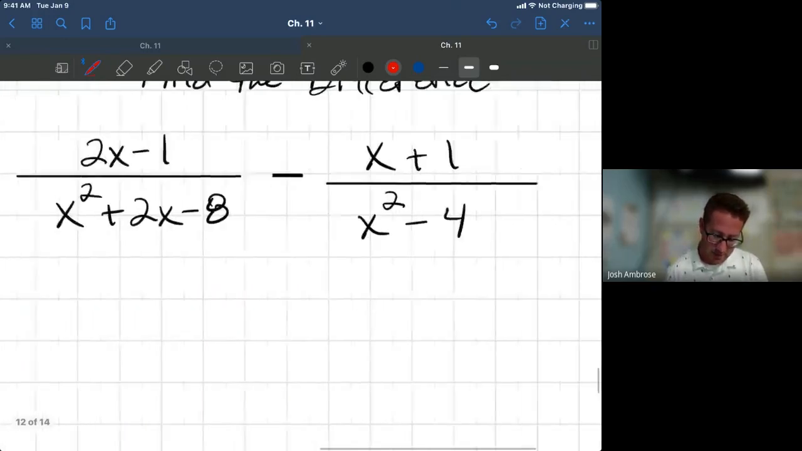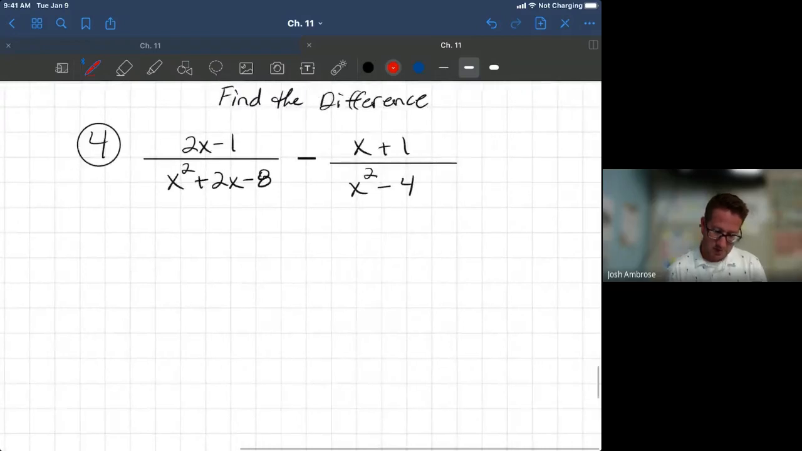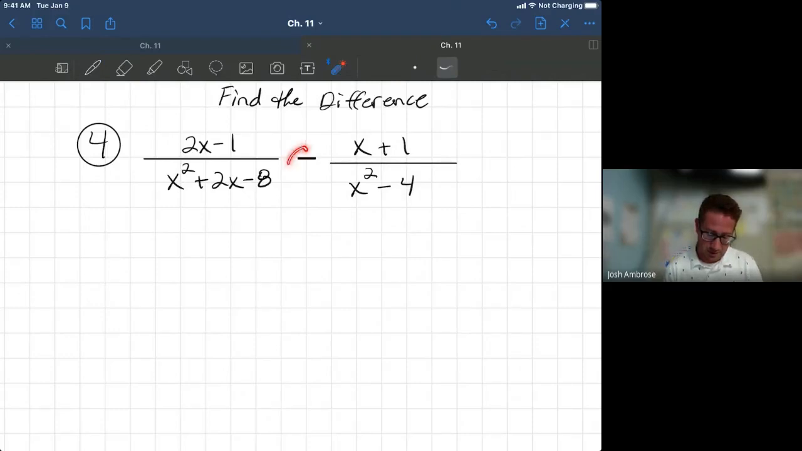All right. Last example problem. This one's got more steps to it. So stay with me because now we have to factor. And this is a difference problem right here. That's going to be coming into play.